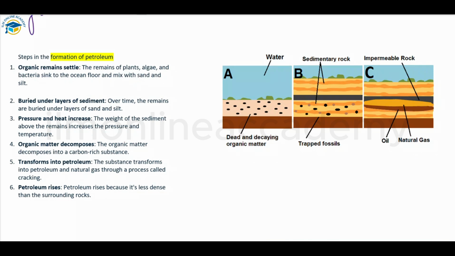Now we'll talk about the formation of petroleum. Petroleum is one of the Earth's major natural resources, and it is the result of a process that began up to 400 million years ago. When marine creatures died, they sank to the seabed and were covered by mud. You can see here the dead and decaying matter.